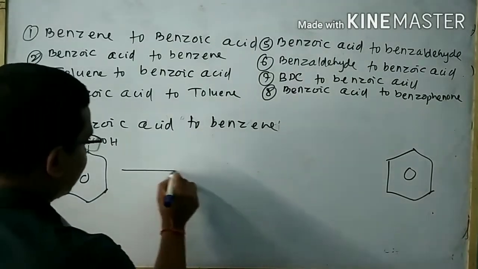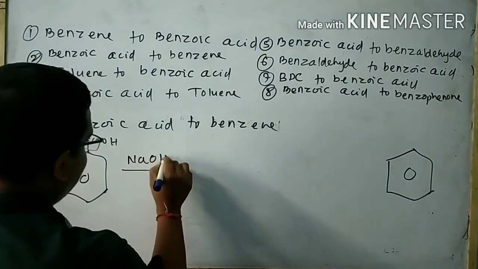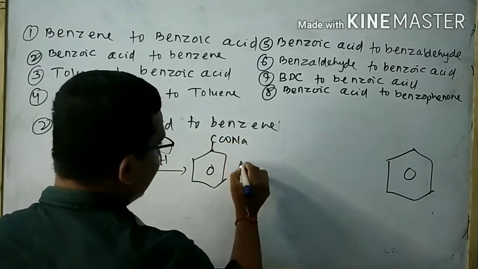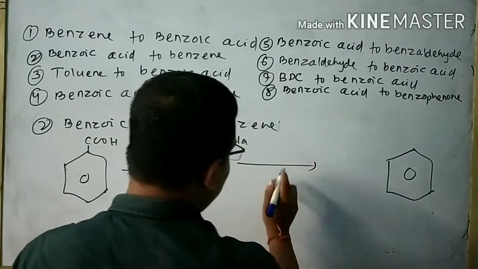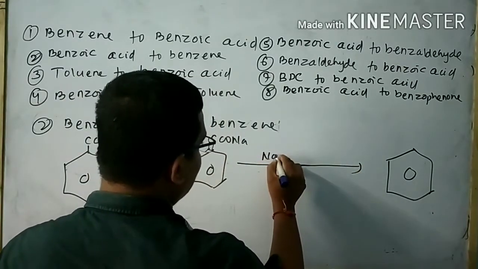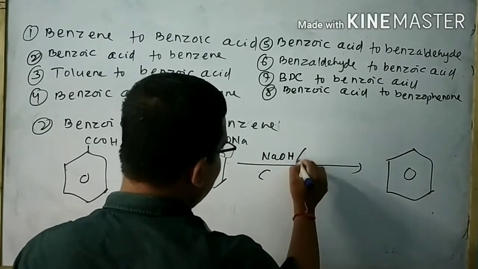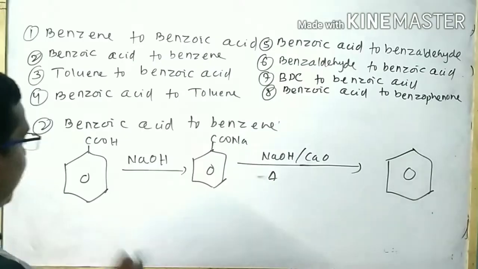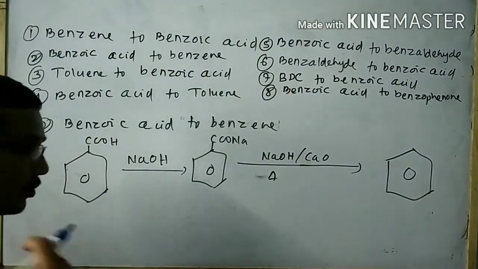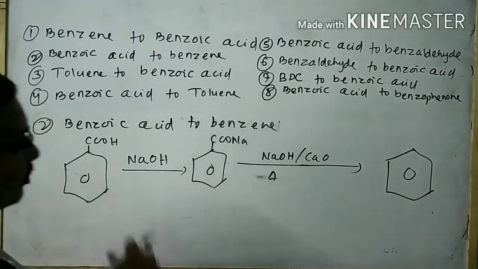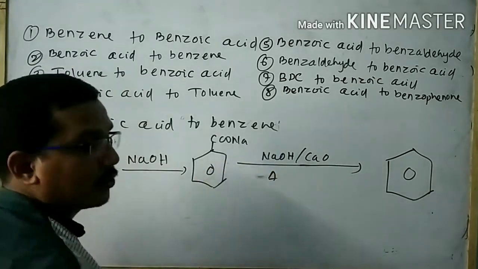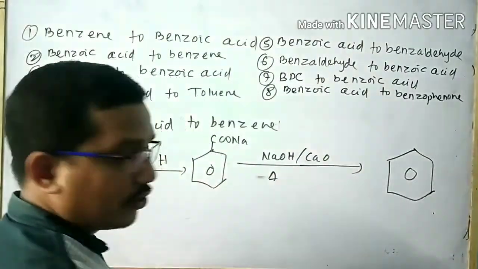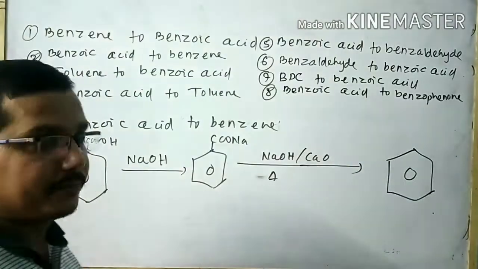So at first convert the benzoic acid into the sodium salt of benzoic acid. Then the sodium salt of benzoic acid is subjected to reaction with sodium hydroxide in the presence of calcium oxide. Heat is given. Then benzene is formed. At first benzoic acid is subjected to reaction with sodium hydroxide. Sodium benzoate is formed. Sodium benzoate is subjected to reaction with sodium hydroxide in the presence of calcium oxide. That is said to be the Dumas method and benzene is formed.